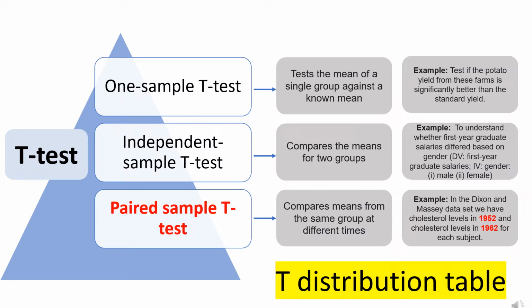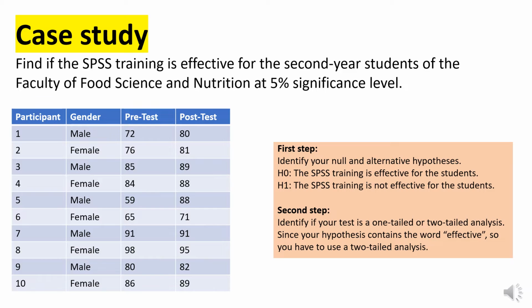Alright students, given here is a case study. Find if the SPSS training is effective for the second year students of the Faculty of Food Science and Nutrition at 5% significance level. Given here is a set of data including 10 participants, male and female, and you will be given a pre-test and post-test score.